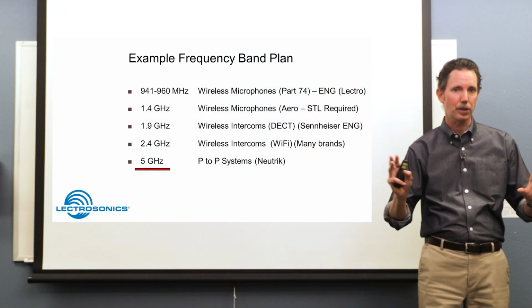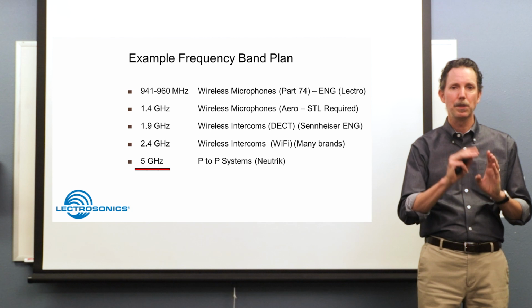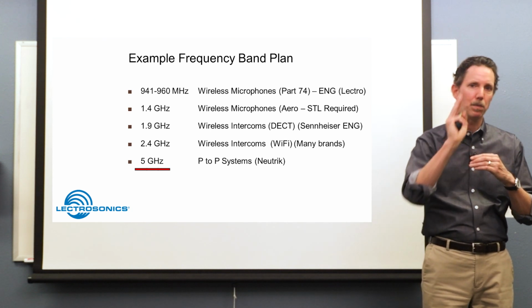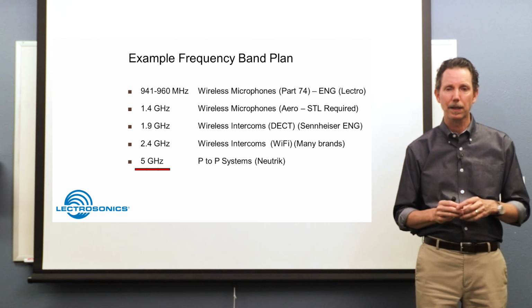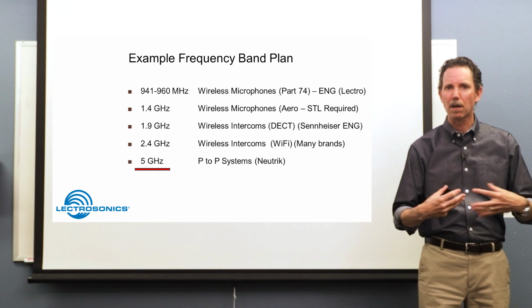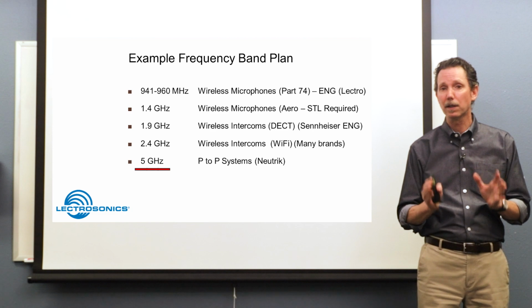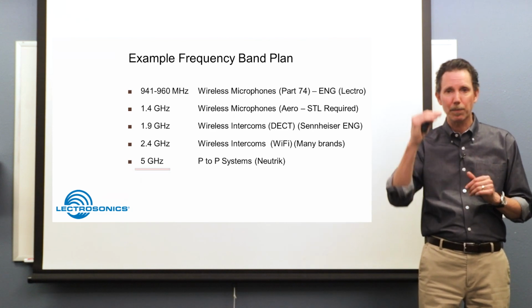And then 5 gigahertz, the company Neutrik, they make a point-to-point system for very large-scale sound systems. Point-to-point means from like a mixing console, you could transmit a wireless signal out to a delay speaker tower, and it would maintain fidelity. These are very large. They're not body-worn. But this gives you a clear idea of how you might set up the band choices for all the different types of systems that you're using that are wireless.